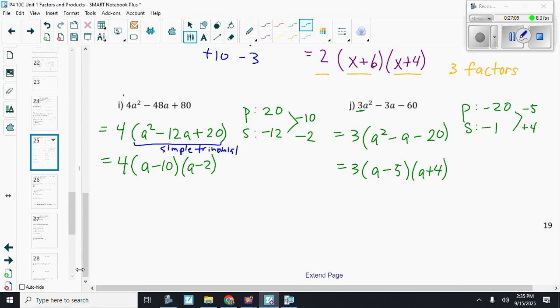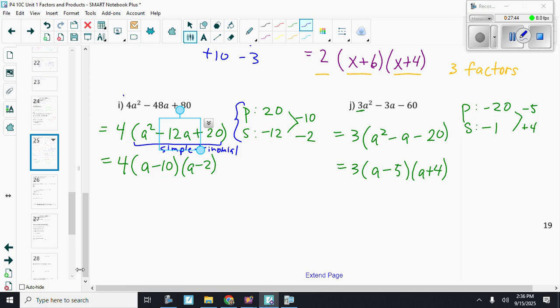Now this is our simple trinomial. I've dealt with the 4. When I do my product sum, I don't include the 4 at all, because the 4 has already been factored out. I'm just looking at my simple trinomial, which is where I'm doing my product sum from. Two numbers that multiply together to give me 20 and add together to give me negative 12, and we chose negative 10 and 2. Now that 4 still has to appear. The 4 is still a factor, but it sits out in front of our brackets. It's not included in those two brackets. And the same thing happened here.